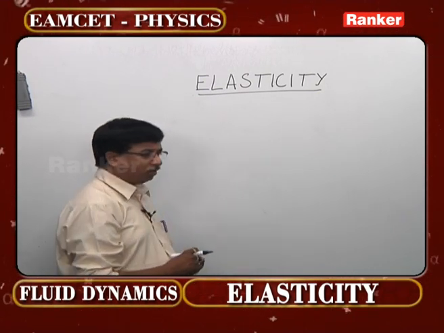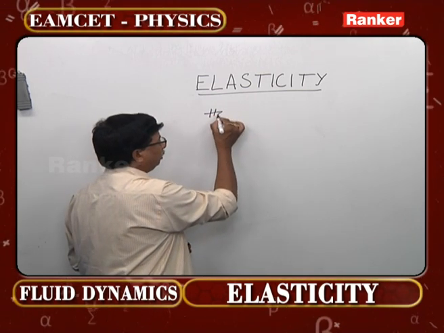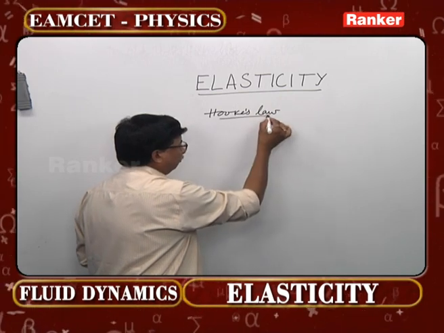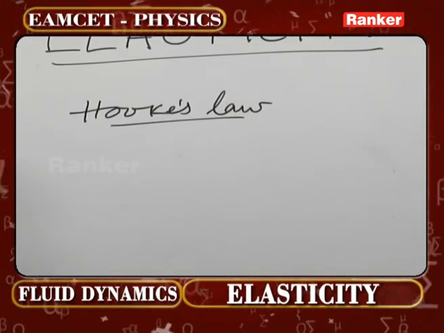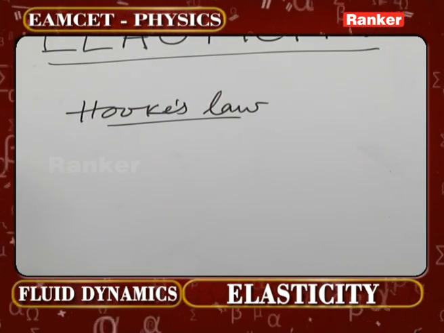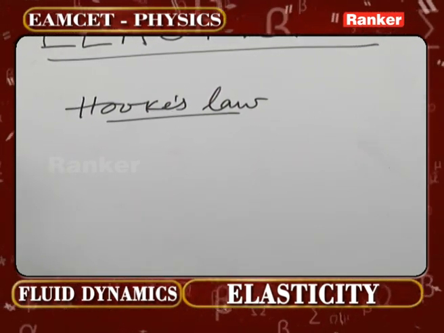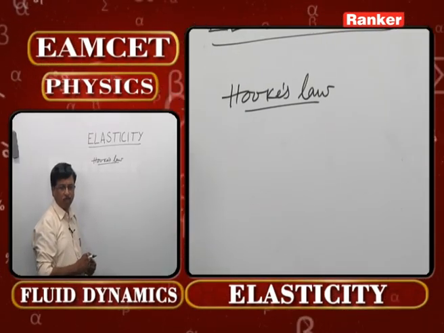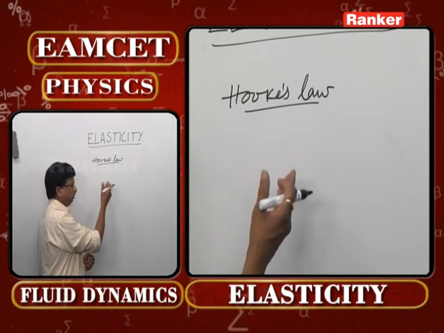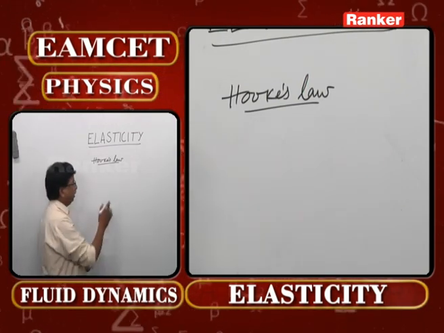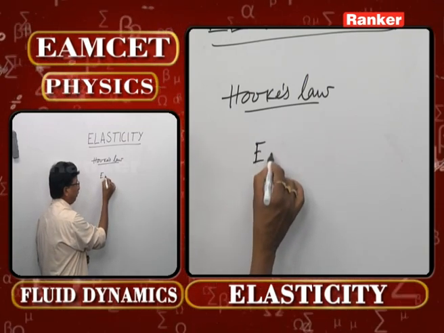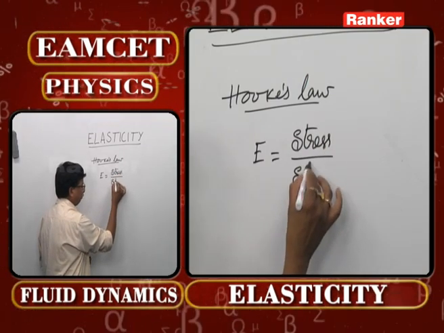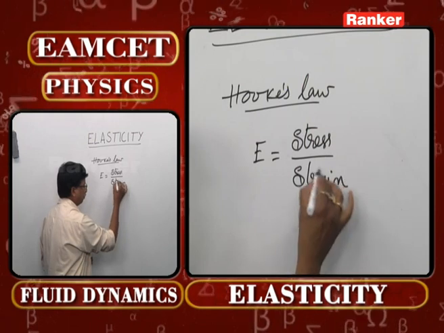Elasticity is mainly based on one major equation that is called Hooke's law. Within the elastic limit, stress is directly proportional to strain. Stress, in other words, is force per unit area. Strain is change in length by original length. We have three different stresses and three different strains. Thereby we can write modulus of elasticity as simply stress divided by strain. This is the basic equation.